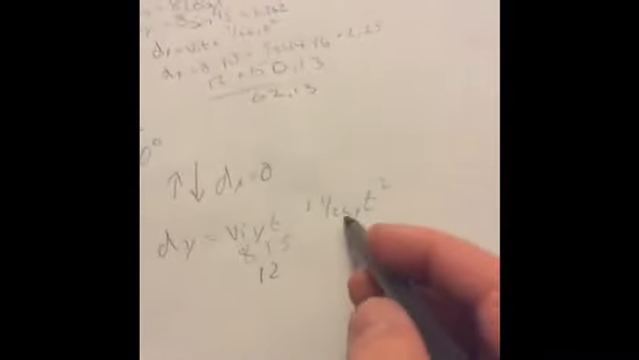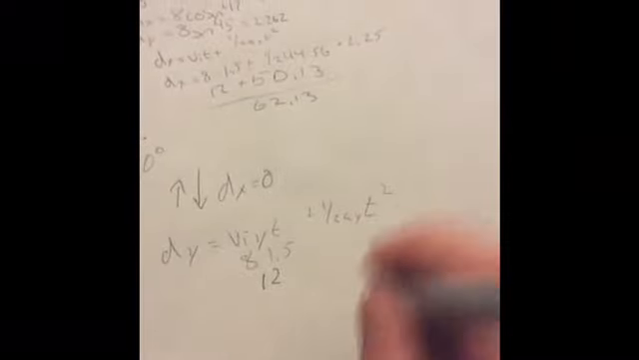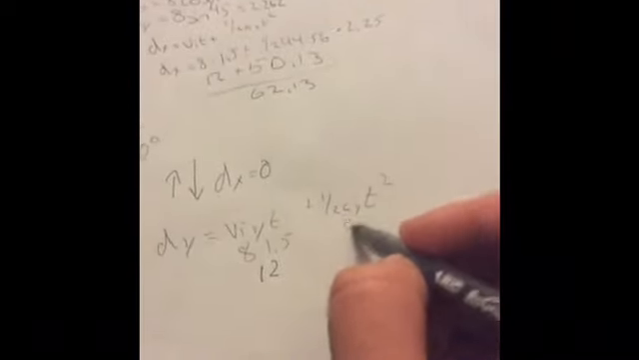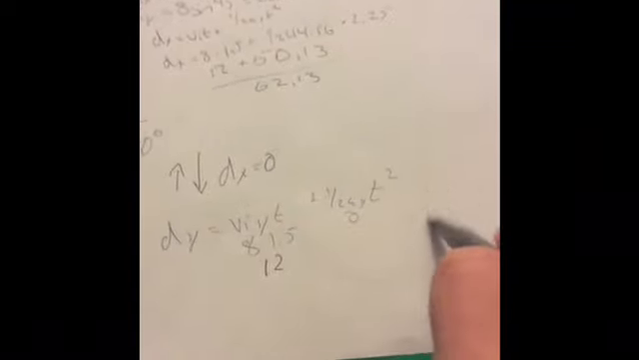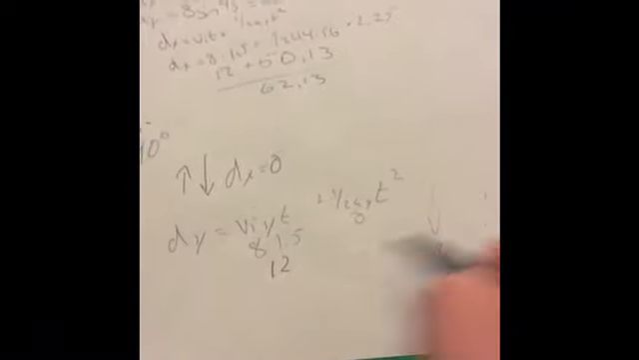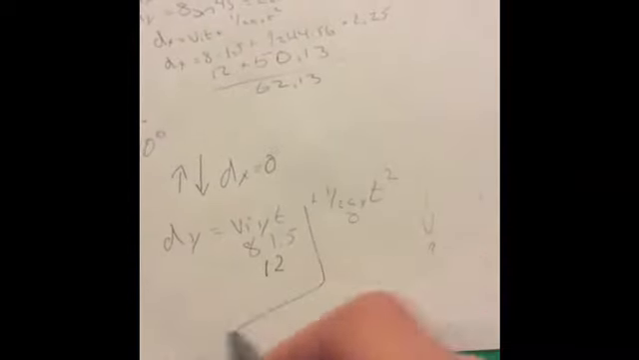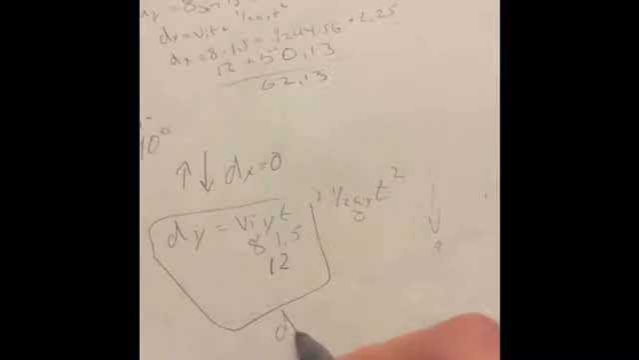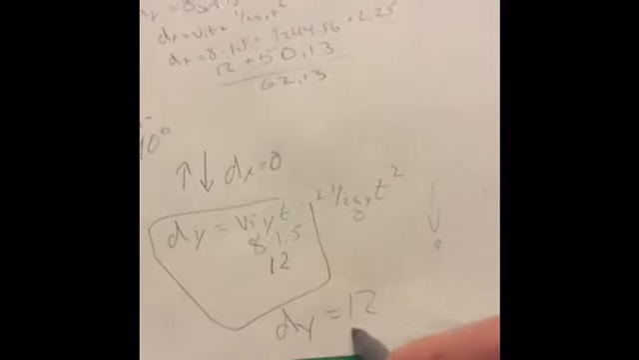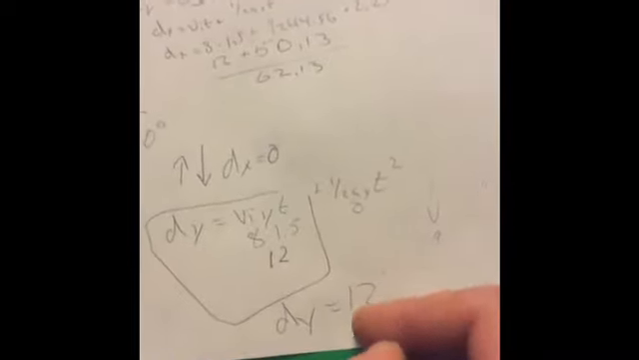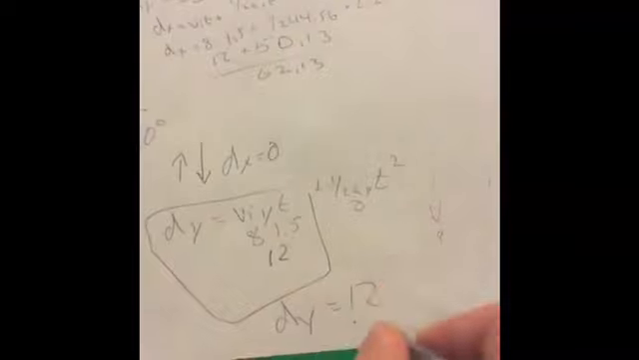Now, acceleration in the y direction will be 0 because it's going straight up. If it was going down, it would be 9.8, which is not. So, right here will be your answer. dy will equal 12, which will be its peak height, which will also be its maximum peak height.